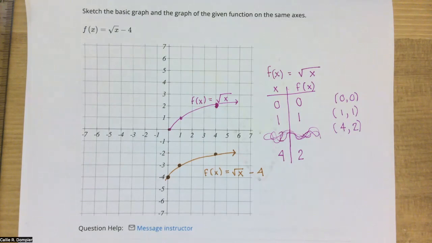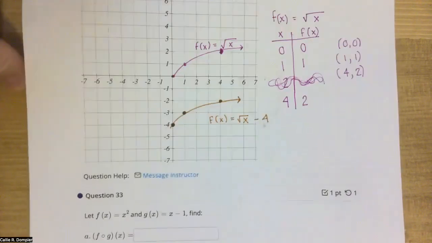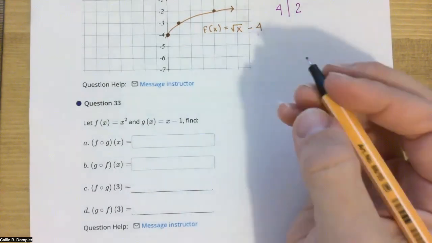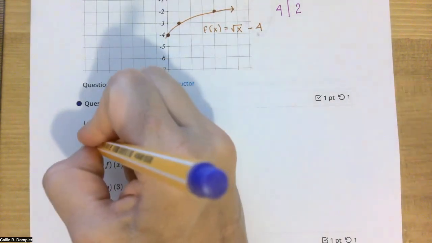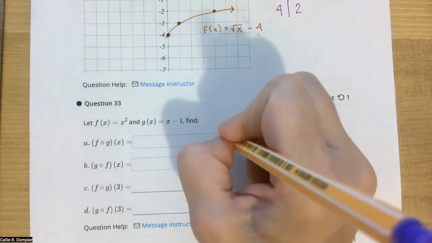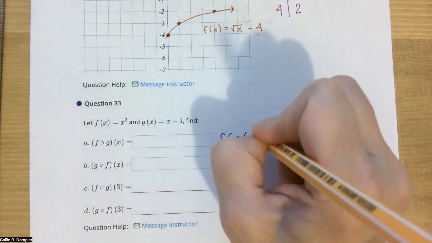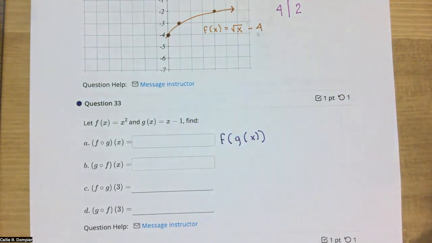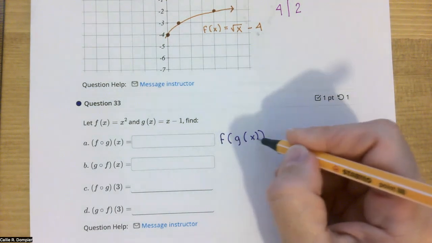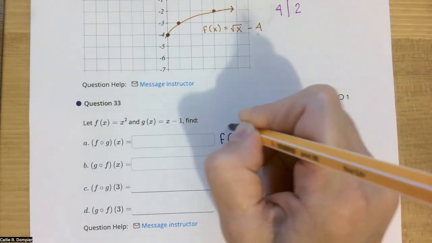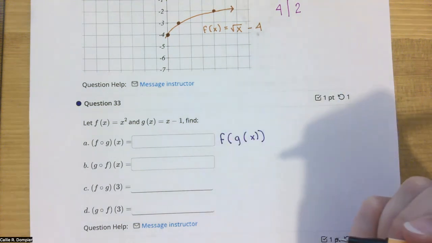All right, here we've got some composite functions. If f of x equals x squared and g of x equals x minus 1, let's find f of g of x. I like to rewrite f of g of x like this. Okay, so what they're asking is, what is g of x? And then whatever that value is, put that in for the x in f.